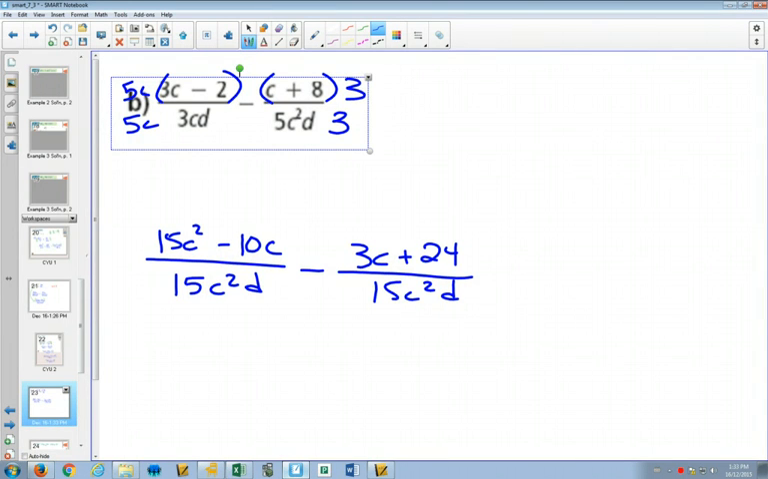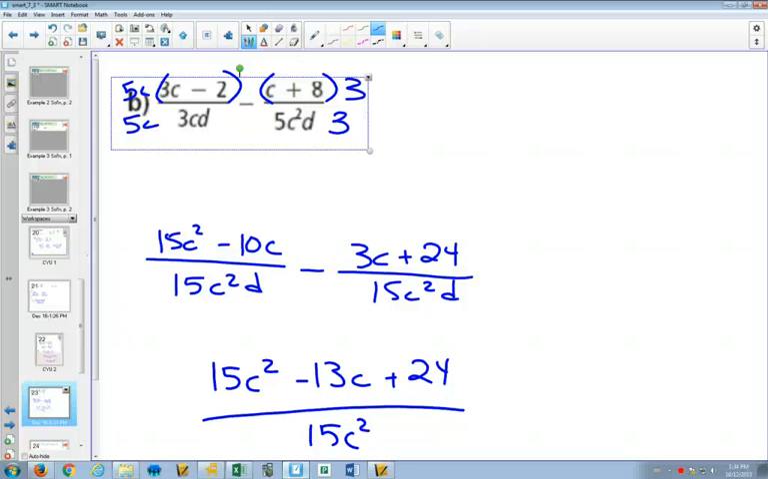Now what I'm going to do next is I'm going to make the most common student error. Okay? And some of you are going to make this same error, so you're going to have to look really hard to see what mistake I made. Now I've got a common denominator. I can put the tops together. I'm going to put my like terms together. 15c squared, negative 10c minus 3c is minus 13c plus 24 over 15c squared d. If you see it right away, don't blurt it out loud. Let everybody have a chance to look at it.